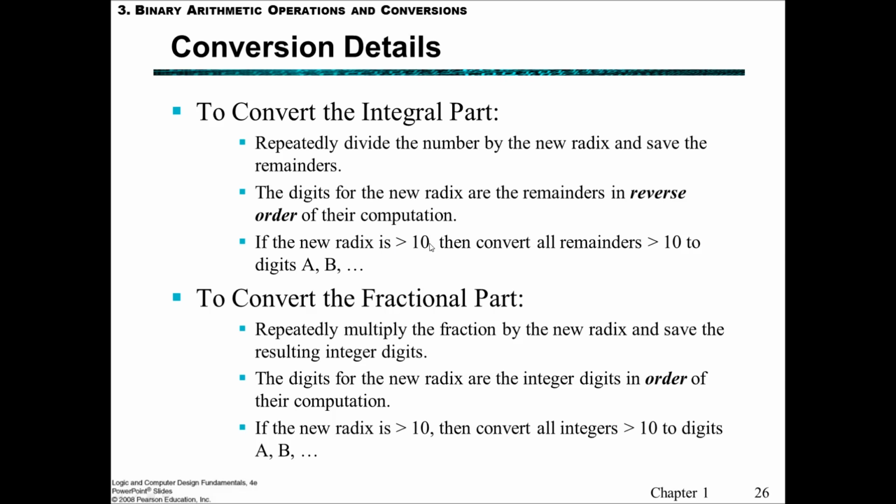If the new radix is greater than 10, such as in hexadecimal, then we convert the remainders that are 10 or greater. But we obviously don't use 10, 11, 12, 13, 14, 15 for hexadecimal. We'll use A, B, C, D, E, F. And then to convert the fraction part, we repeatedly multiply the fraction by the new radix and save the resulting integer digits. And the digits for the new radix are the integer digits in order of their computation. And in the same way, for the hexadecimal case, if the new radix is greater than 10, we convert those integers and use the digits A, B, C, D, E, F.